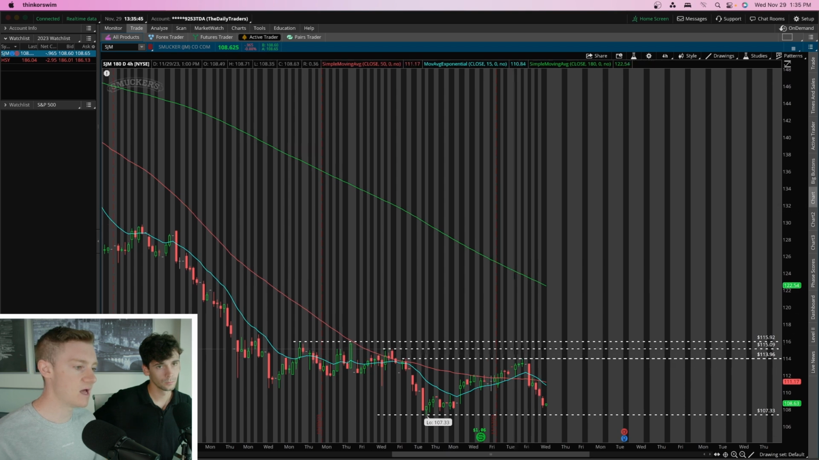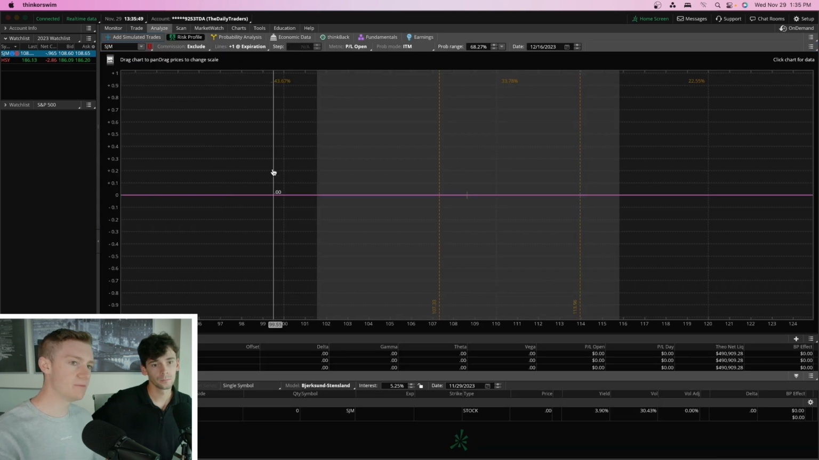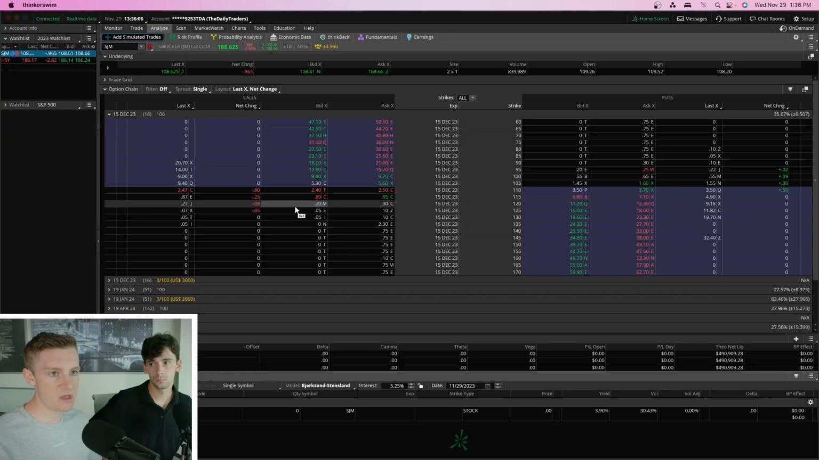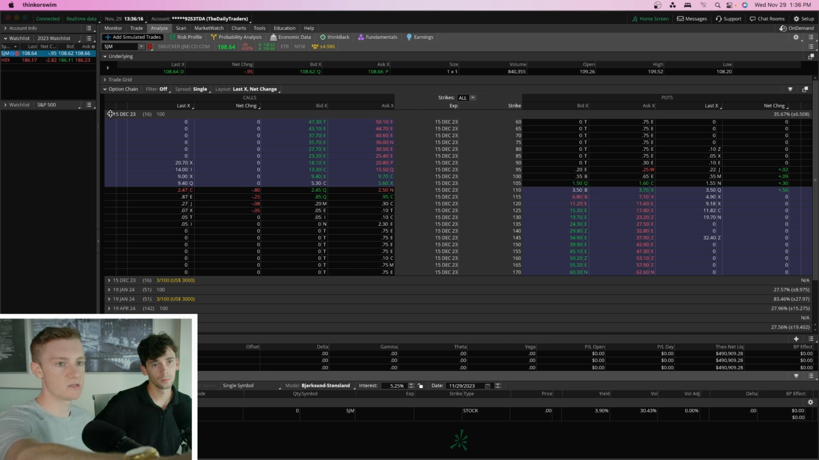Let's go back to analyze and we can go over to add simulated trades. Now this is what a lot of my time is spent doing, what I like to call manipulating contracts, where we're essentially trying to find which contracts are going to present the best risk to reward. Let's go with, for example, the options chain. So obviously under the options chain, let's close that.